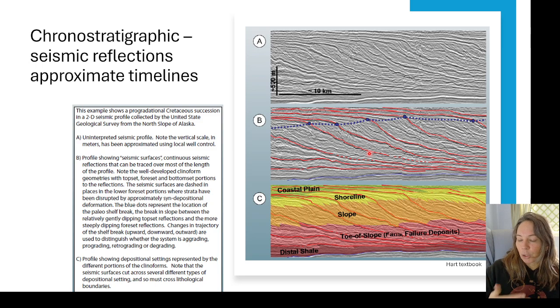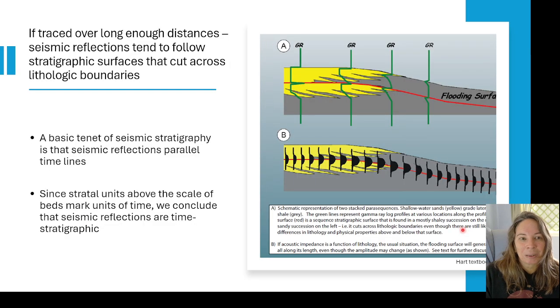We can see this building out into the basin. So we've got lots of different potential types of rocks and lithologies because we know geologically that we have a coastal plain followed by a shoreline down to the slope and then out to the toe of the slope and then going distally. And those patterns that we're seeing in this lower image are not what we're actually seeing in the seismic. So hopefully chronostratigraphic is stuck in your head now.